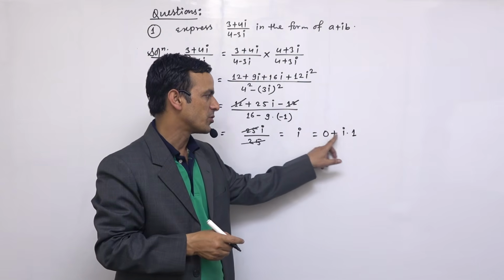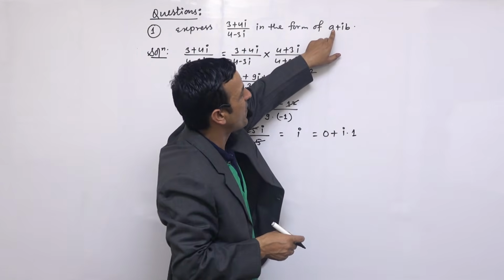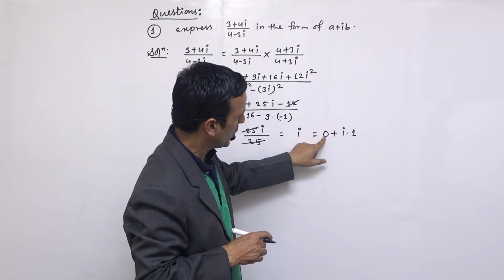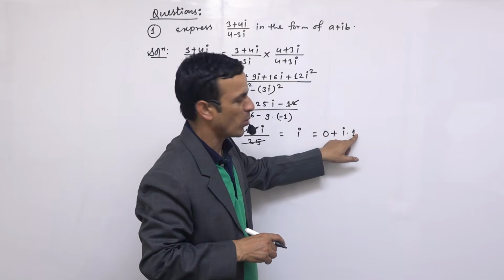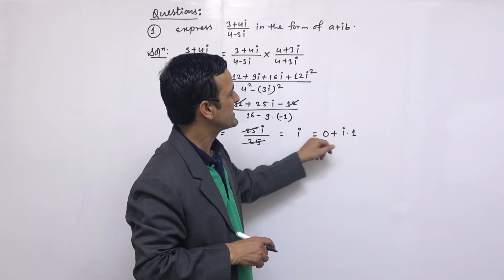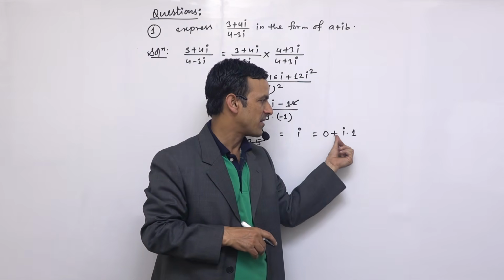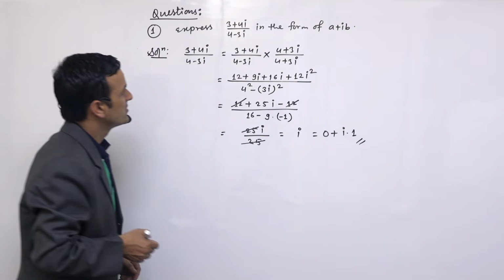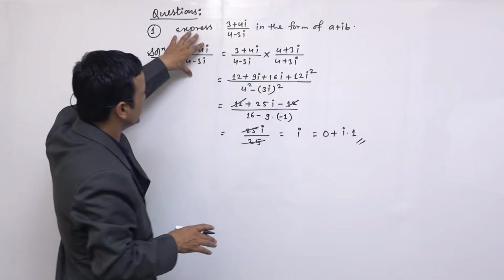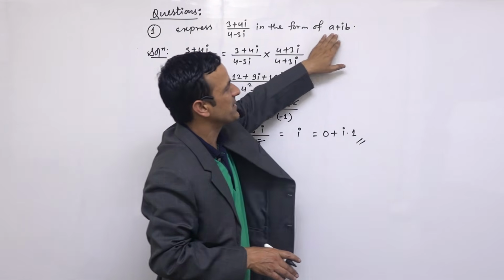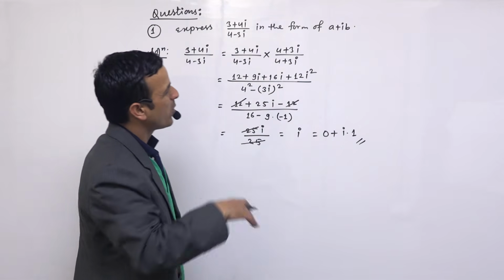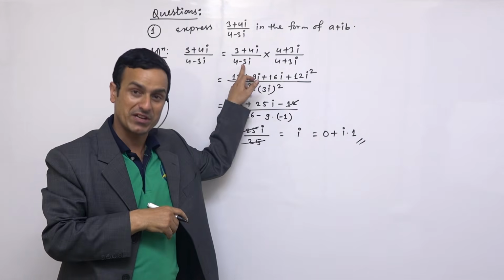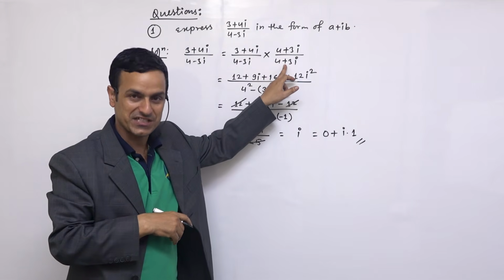This is what i means, 0 plus i into 1, which is in the form of a plus ib. Here a is 0 and b means 1. So this is in the form of a plus ib. So this is the answer. So in this way we can express this fraction in the form of a plus ib. So always while converting into this form, we should rationalize the denominator by taking the opposite sign.